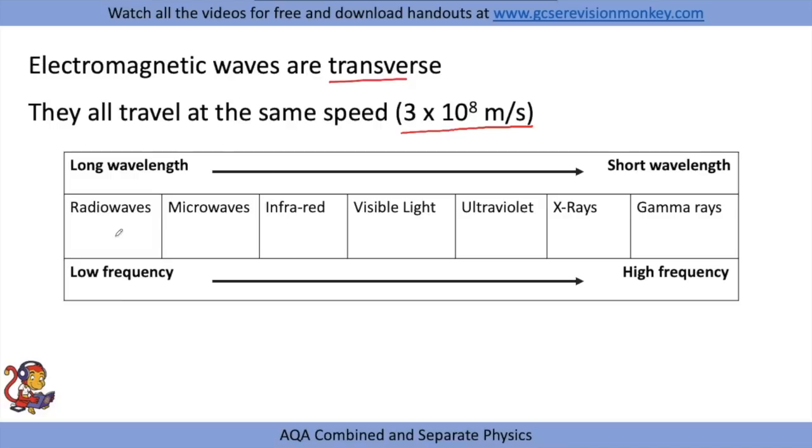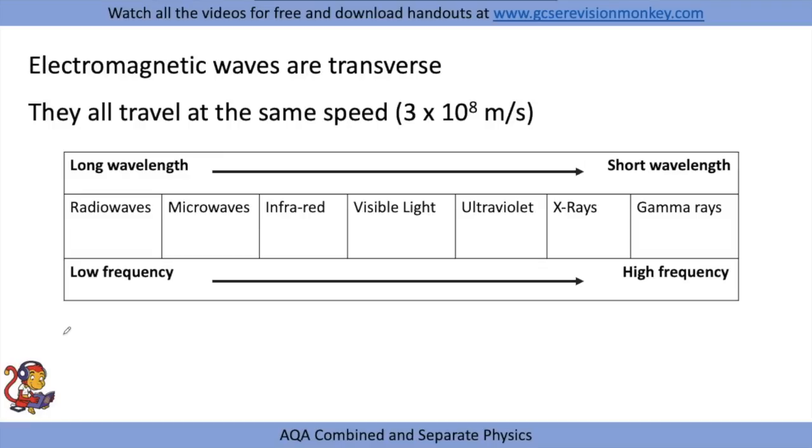You need to know the order of electromagnetic waves in the spectrum. So this is shown in the order from the longest wavelength to the shortest wavelength. And the order will be radio waves, microwaves, infrared, visible light, ultraviolet, X-rays, and gamma rays. And this is also the order from the lowest frequency wave to the highest frequency wave.